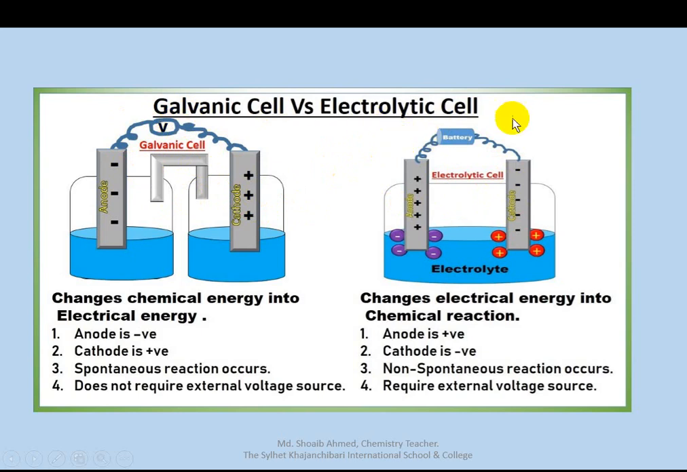Have you seen? In the electrolytic cell, which we learned last class, an external source is used. Electric current is passed by an external source like a battery in an electrolytic cell. In our galvanic cell, there is no external source of electricity. Here in an electrolytic cell, electrical energy is converted into chemical energy.